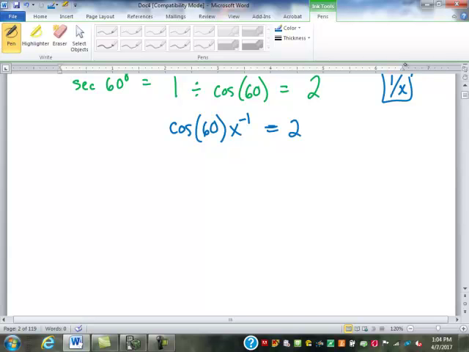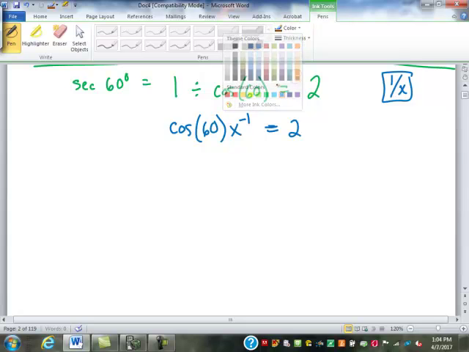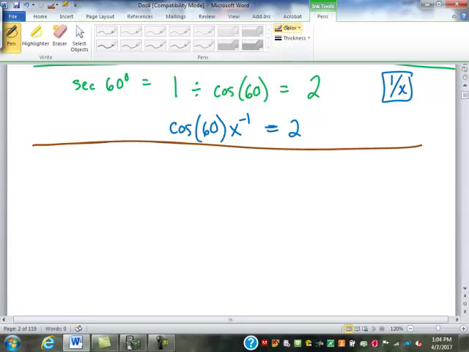Did you guys get that to work out? Yeah, hit equals and see what happens. Give you 2? That's what you wanted. You're good. So then cosecant of 60 degrees.